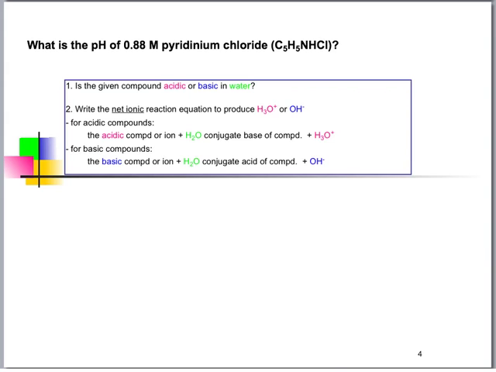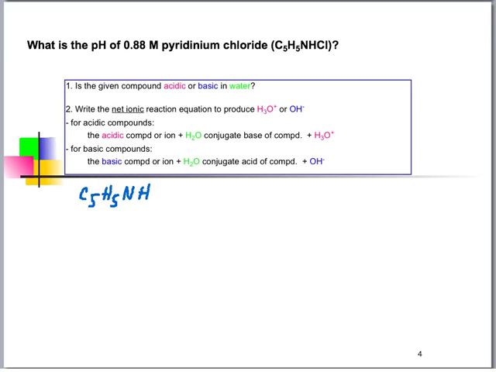Being that these are acidic, our next job is going to be to write the net ionic equation, and since it's an acidic compound, we need to write the reaction to form the conjugate base of the compound, and also H3O+. So let's start here. We'll have C5H5NH.